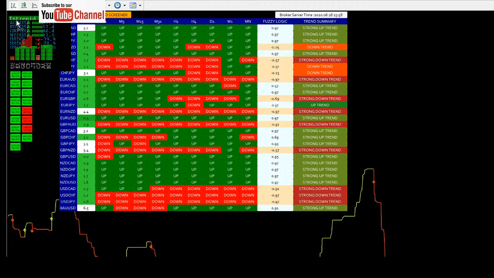EA did a perfect break and retest yesterday, like we talked about. Now it's back in the range. So if we want to take a trade to the upside, we need to wait for a break of this zone.